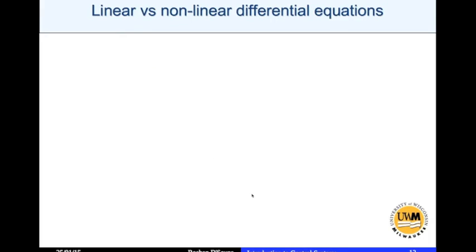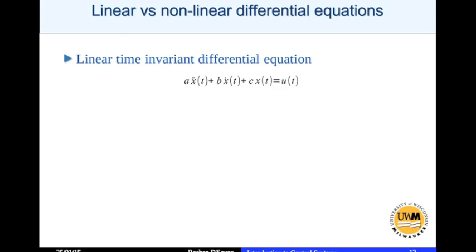So here we'll look at what it means to have linear versus nonlinear differential equations. We'll go through a series of types of differential equations. The first case is linear time invariant differential equations. Those are the equations that we love, and we'll work on these a lot in this class. They are usually of this form: a x double dot plus b x dot plus c x equals u. u is the input, x is the dependent variable, and t is the independent variable. a, b, c are constants.